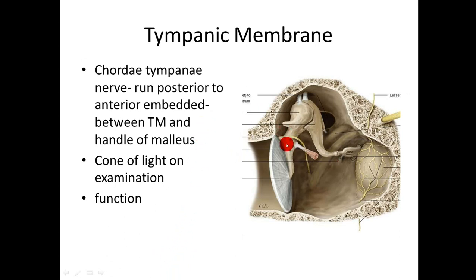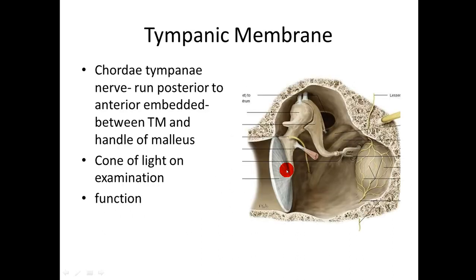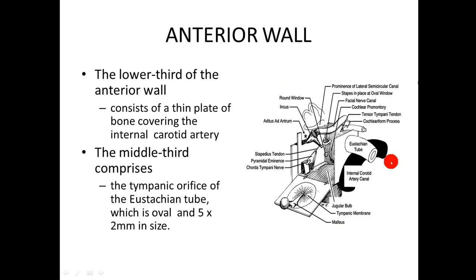The chorda tympani nerve, which I have already told you, is passing between the handle of the malleus and the tympanic membrane. If you put light into the ear, you can see a small area where it is lighter in color. That is the cone of light, which is normally seen. In a normal tympanic membrane, you will always see this cone of light. And the function of the tympanic membrane is to transmit the impulses through the ossicles into the middle ear.